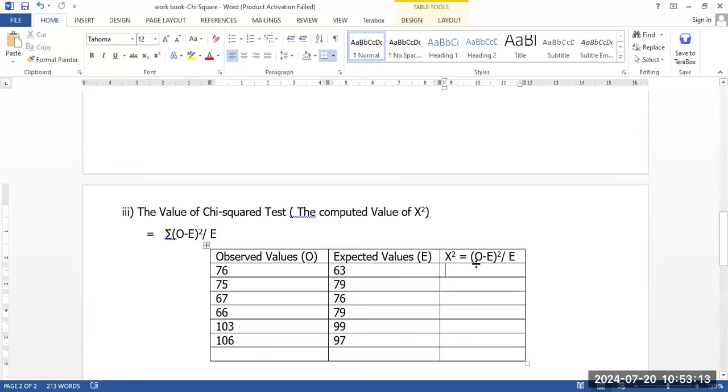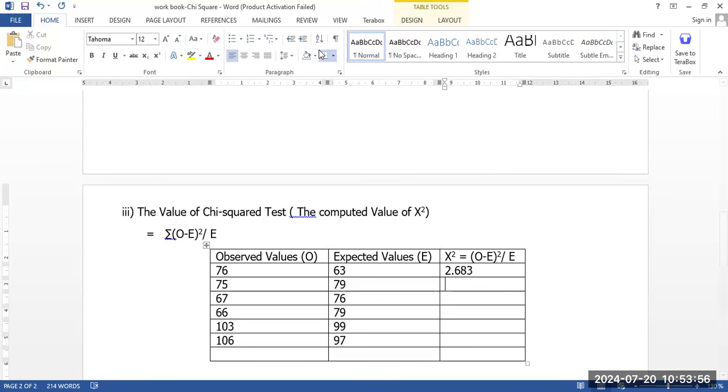Open bracket on your calculator, then write the observed value 76 minus 63, close bracket, then click on squared, or you say power 2. Then you press the equal sign. The answer you get, divide by 63. What do you get? Let's round off to 3 decimal points. What do you get? 2.683.